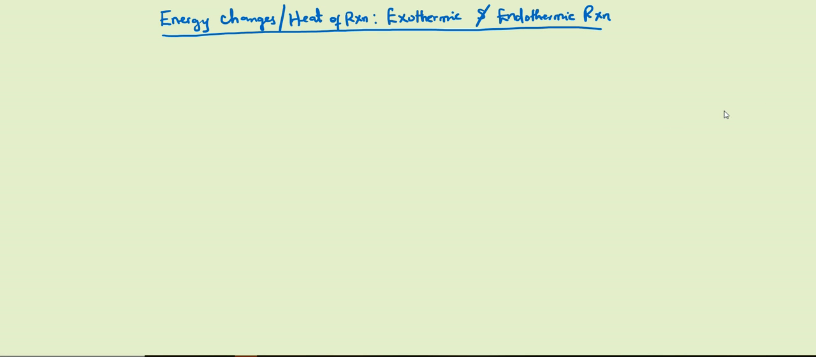In this section, we'll be talking about the energy changes or heat of reaction. Whenever we talk about this topic, we normally run across important concepts like the exothermic and endothermic reaction. So, what is exothermic and what is endothermic reaction?